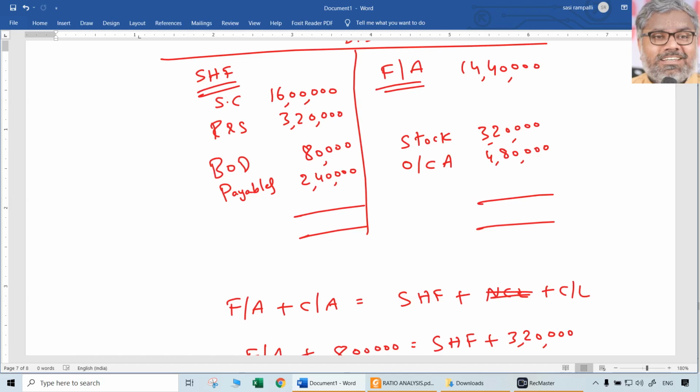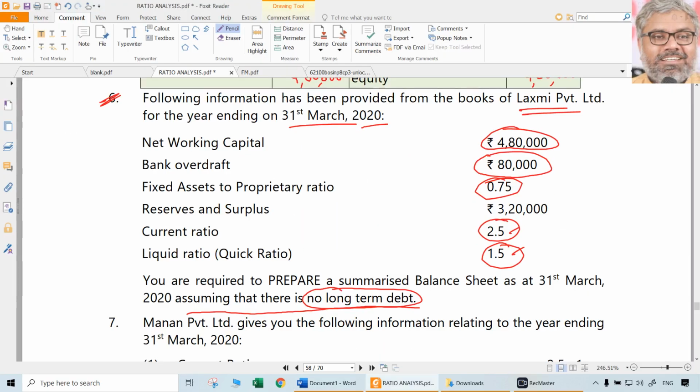So 16 lakhs share capital, 3,20,000 reserves and surplus as given in the question, 80,000 bank overdraft as given in the question, 2,40,000 payables as we calculated, 22,40,000 is the total of balance sheet. It should be same on the other side also. 14,40,000 plus 320 plus 480, 22,40,000 is the total of balance sheet on both sides. Of course, it should match and you should calculate these things carefully.